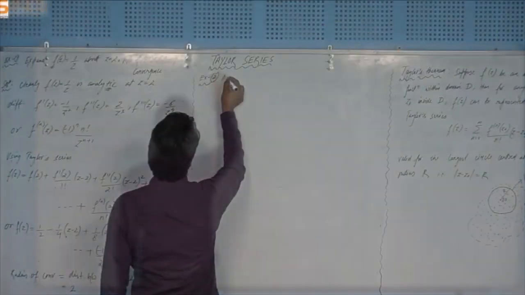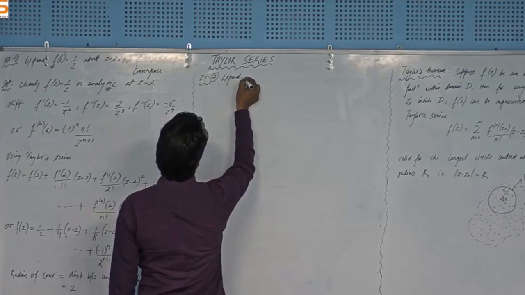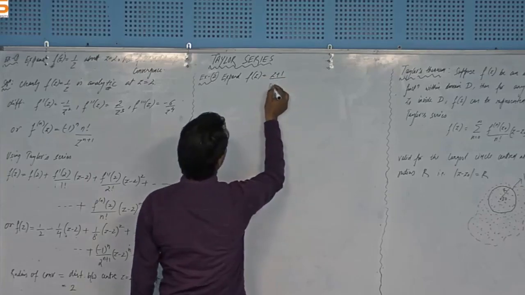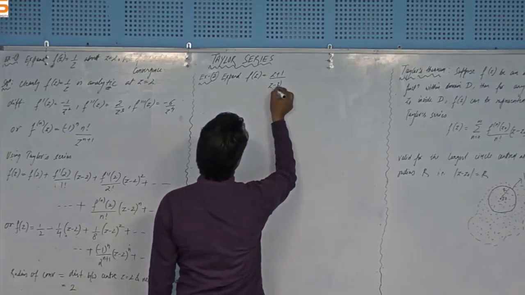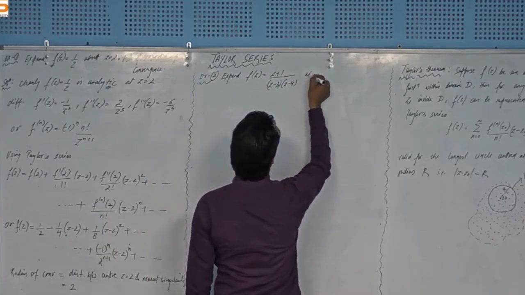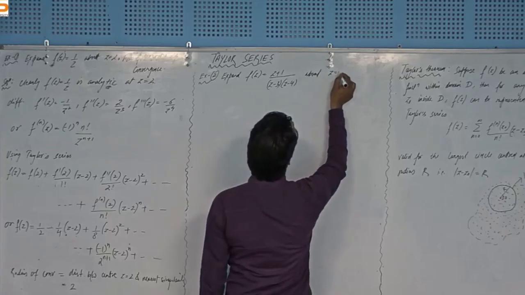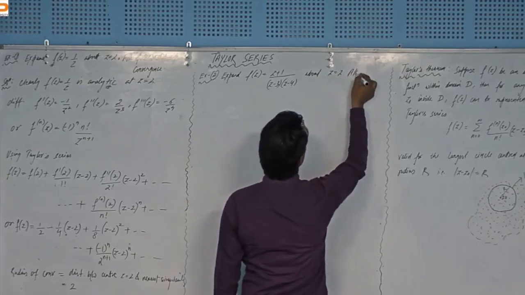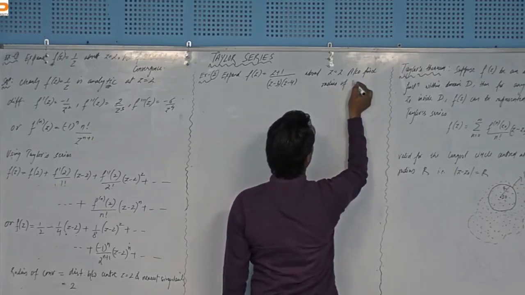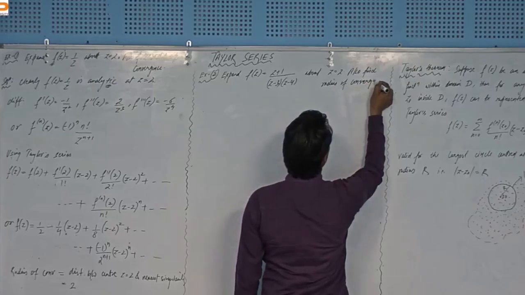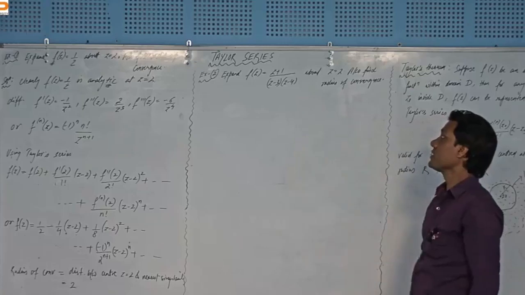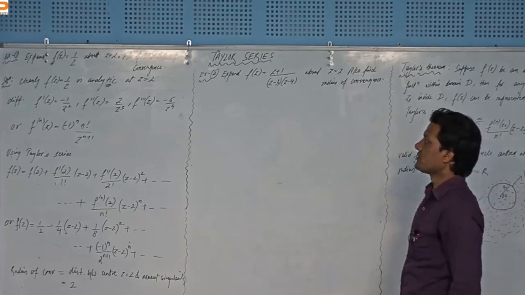Example number 2: expand f(z) equal to (z plus 1) over (z minus 3)(z minus 4) about point z equal to 2. Also find radius of convergence, right? This time I have taken a complicated function as compared to my last example, right?